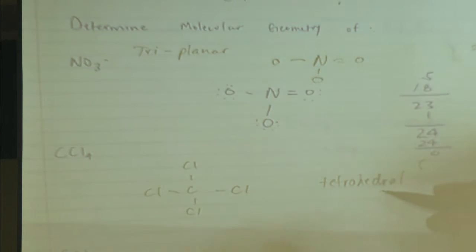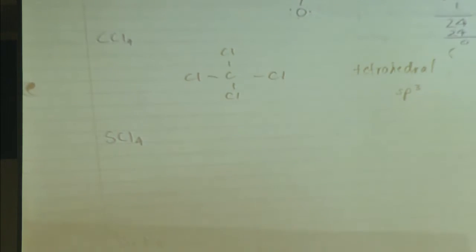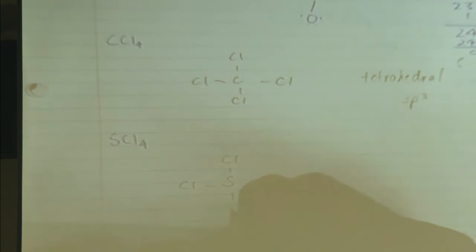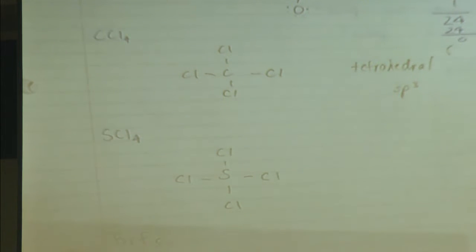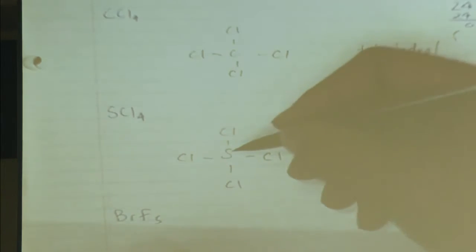And then what's going to be the hybridization of this carbon? sp3, yeah. When we move on to sulfur tetrachloride, we would expect the same thing, right? But that's not what happens. What is the difference between carbon tetrachloride and sulfur tetrachloride? Yeah, we have carbon in one case and sulfur in the other case.